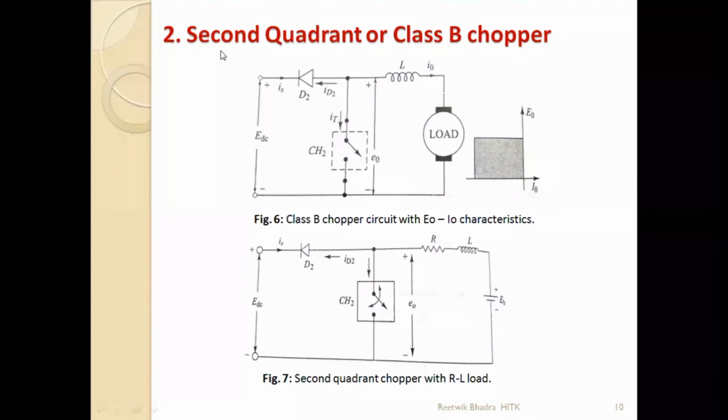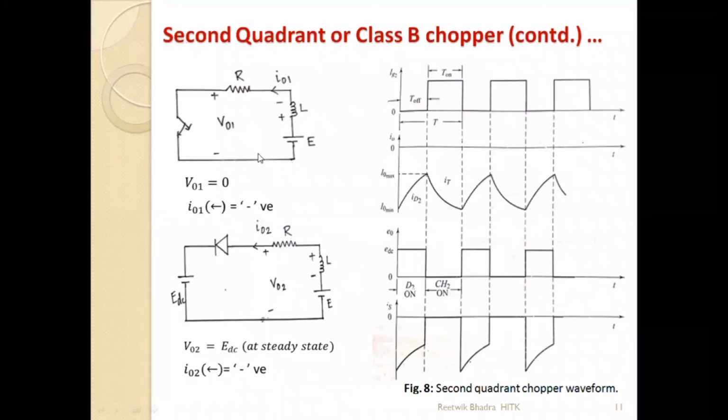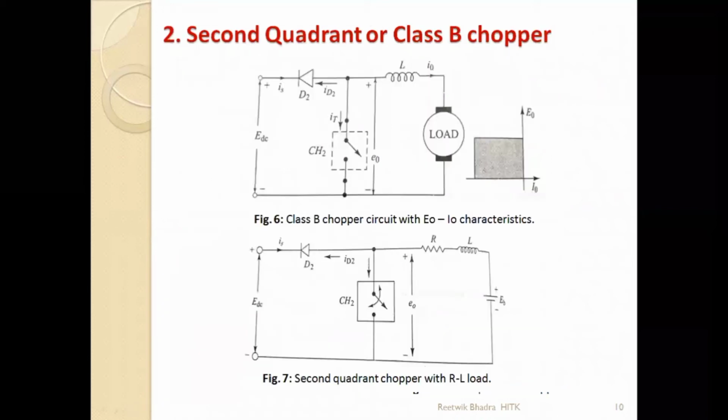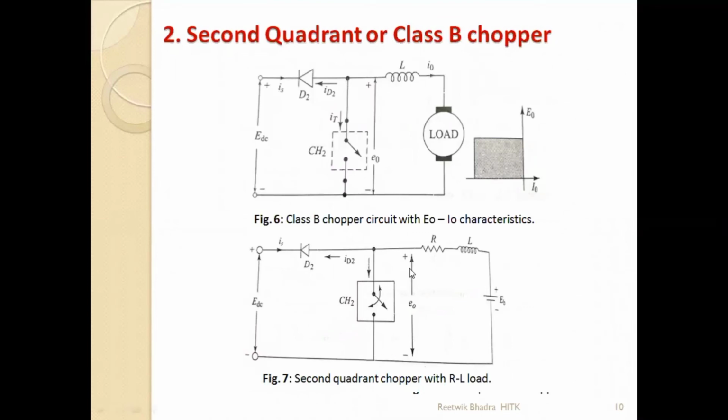So what we are discussing is the second quadrant chopper or class B chopper, which will operate in the second quadrant. Now how does it operate in the second quadrant? Remember, my current will be negative, voltage will be positive. First operation, chopper will be on. If the chopper is on, a short circuit is formed over here. So this back EMF voltage source acts as my source. It will charge my inductor and pass my current in this direction.